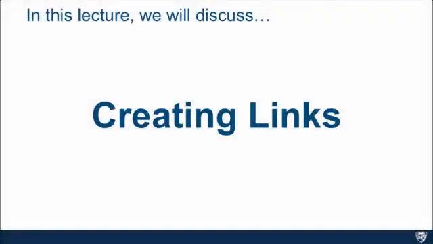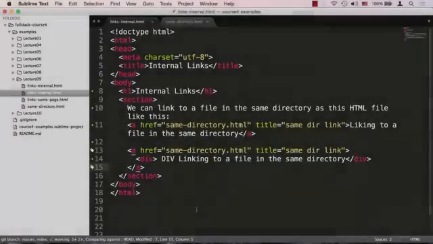Links are pretty much what makes the web what it is. In this lecture, we're going to take a look at different types of links and how you could create them in your HTML page. So the first type of links that we're going to take a look at are internal links. Here I'm looking at the file called links-internal.html, and it's located in the examples lecture 09 folder.